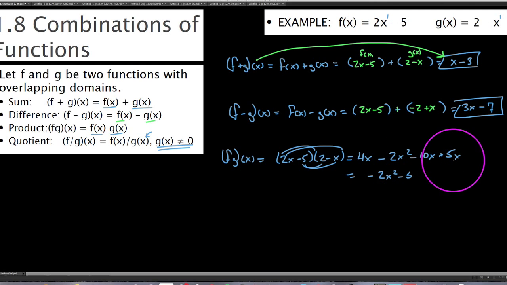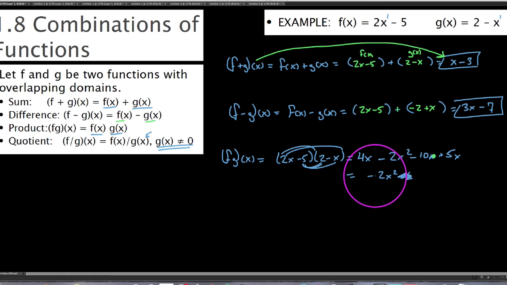Remember that, actually, we need to take a look at this here. 2x squared, okay. This is not a 10x. When I took negative 5 times 2, I actually get a negative 10. My bad. But combining like terms, let's try this again here.